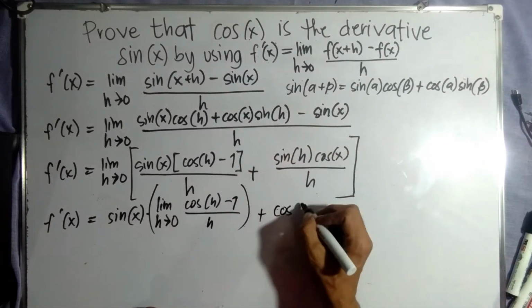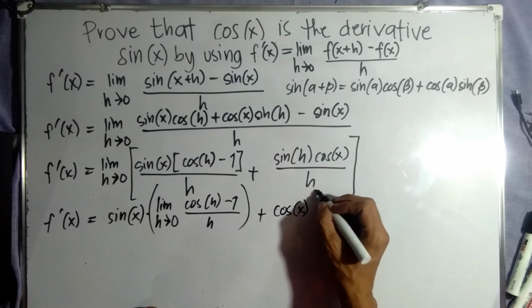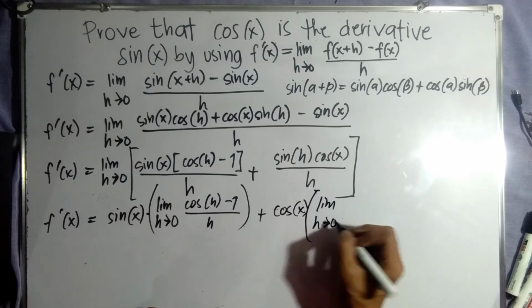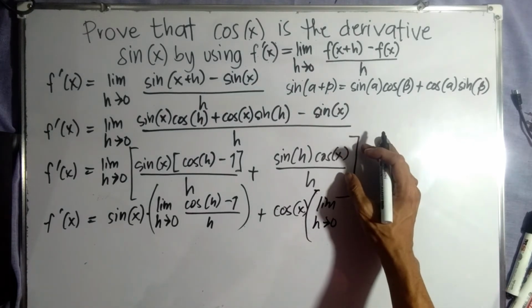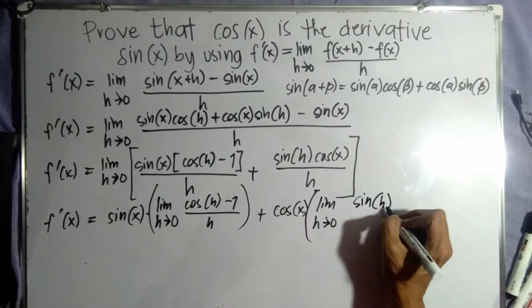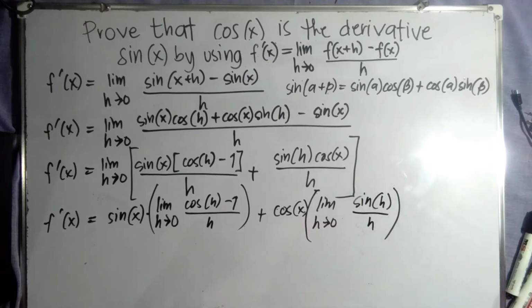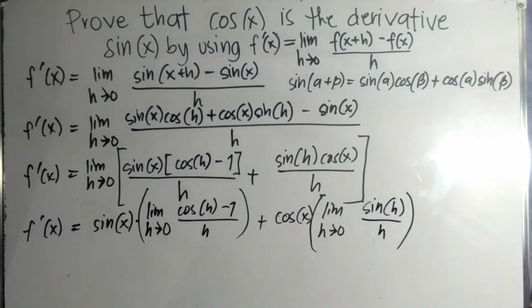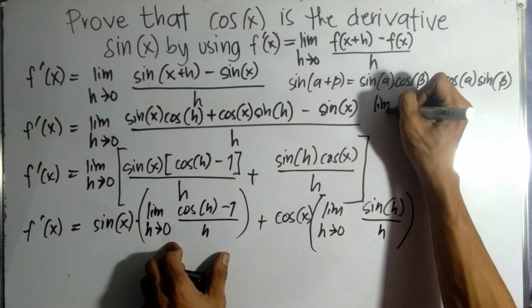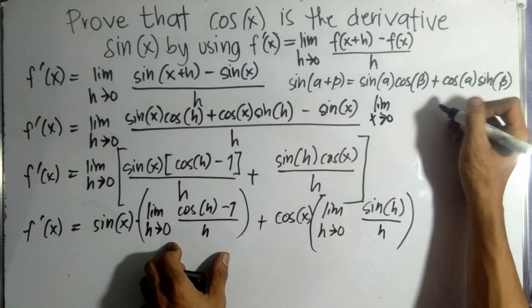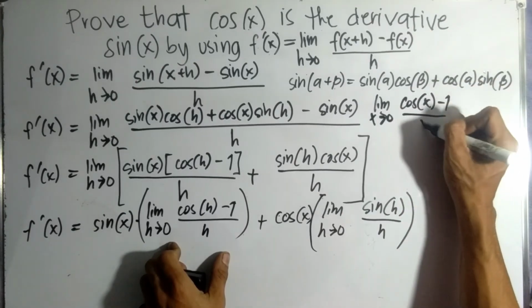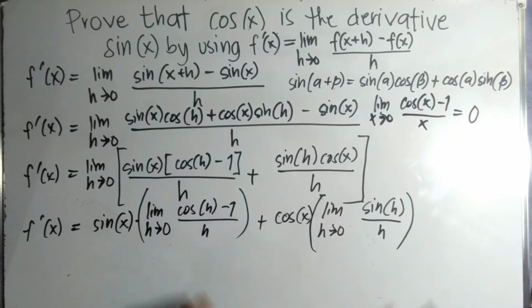isolate natin si cosine x times the quantity limit as h approaches 0 of, ano na lang yung natitira? Sine h over h. Okay. Ngayon, sa limit identity na gagamitin natin, eto, focus natin dito. Limit of x approaches 0 daw of cosine x minus 1 all over x is equal to 0.